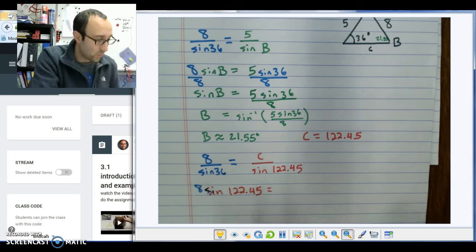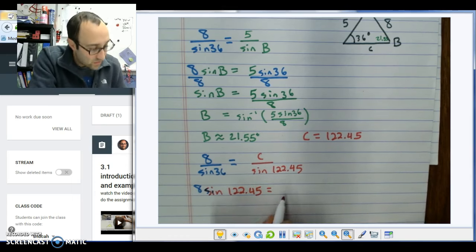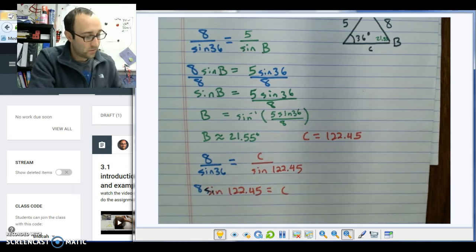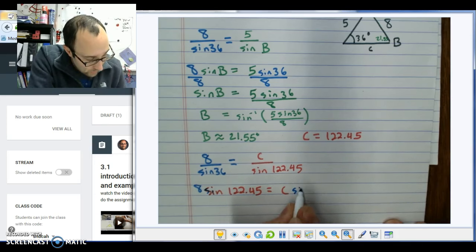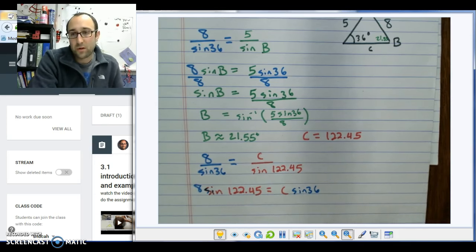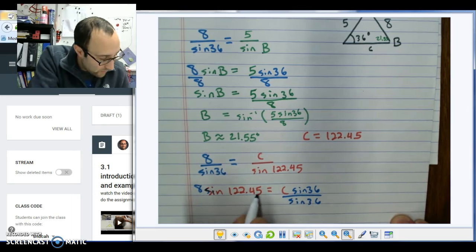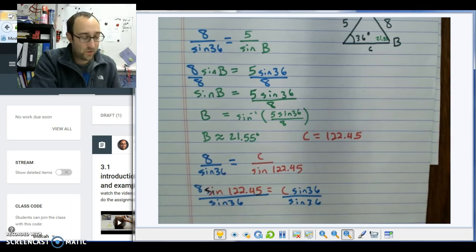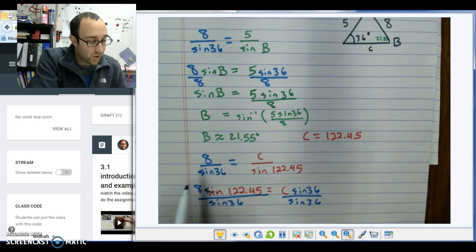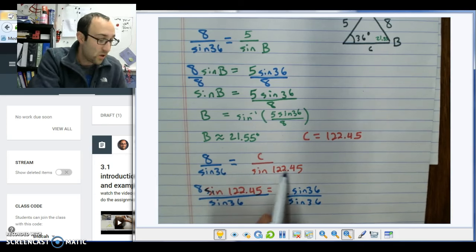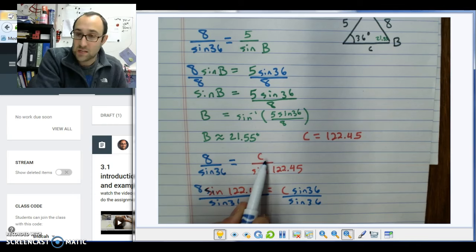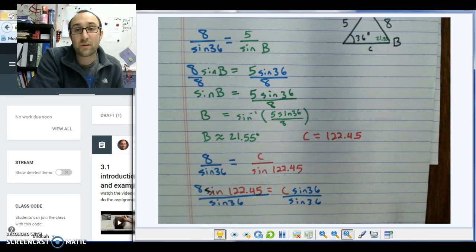122.45 is going to equal c times sine 36. Okay, we could put all that in our calculator right now, but I don't want to do that. I want to divide by sine 36. Divide by sine 36. Now, we could cross multiply, but if you notice what we did, you could also just multiply by sine 122.45 to get the c by itself. So you can cross multiply. If you can find shortcuts, use them, and that's okay.